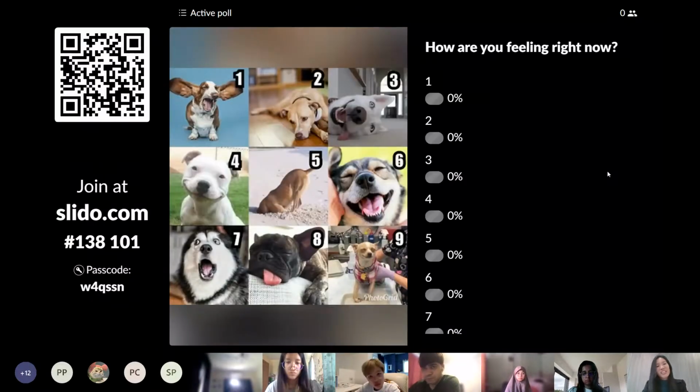Unfortunately, I cannot join you physically because of the COVID situation. So to make this session more interactive, I'd like you to participate on Slido. You see a QR code here. You can scan this QR code or go to slido.com and key in the meeting code 138101. If you scan the QR code, you'll be asked to enter the passcode, which is W4QSSN. If you manage to get into it, you'll be able to see this poll.